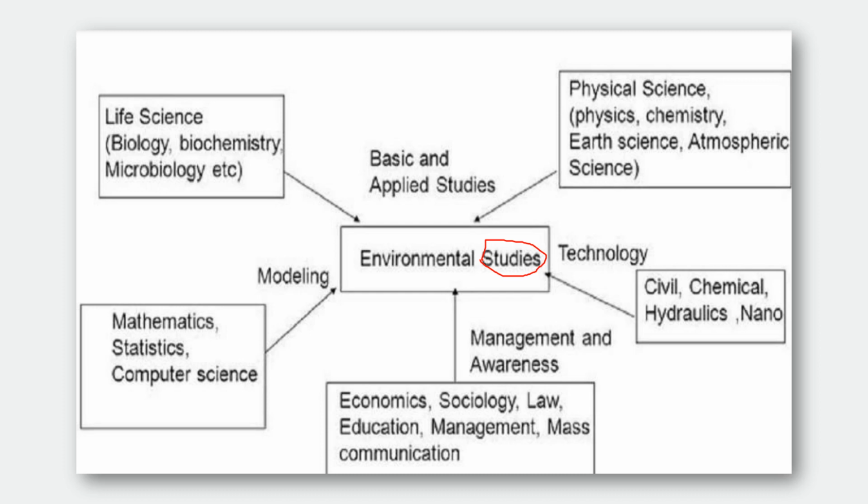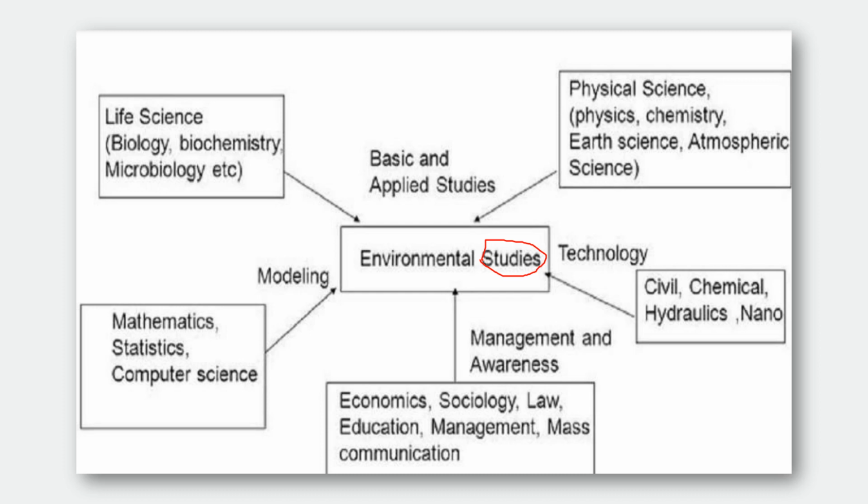Now it includes technology also: civil, chemical, hydraulics, and nanotechnology. These disciplines of engineering are also important for environmental studies. Technological knowledge is an integrated part of environmental science. With the knowledge of civil engineering technology, chemical engineering technology, hydraulics, we can learn environment properly. And if we want to manage any problem, we have to know these things very properly. We must have some idea of these things.